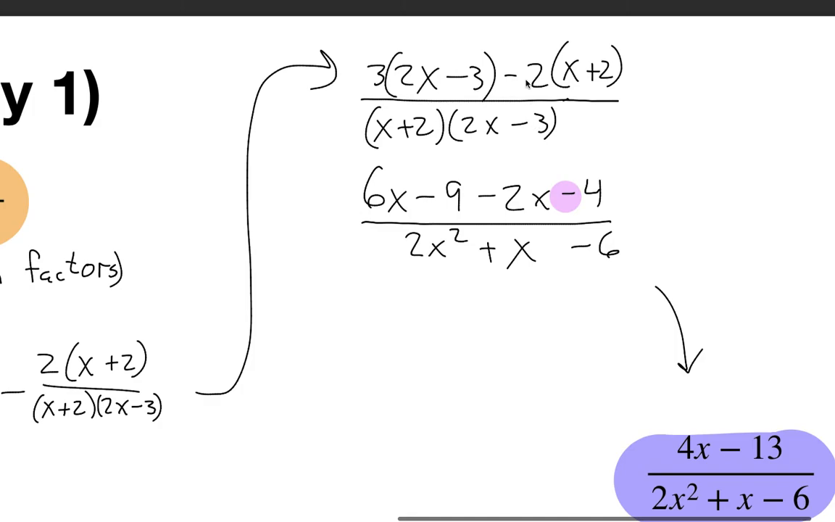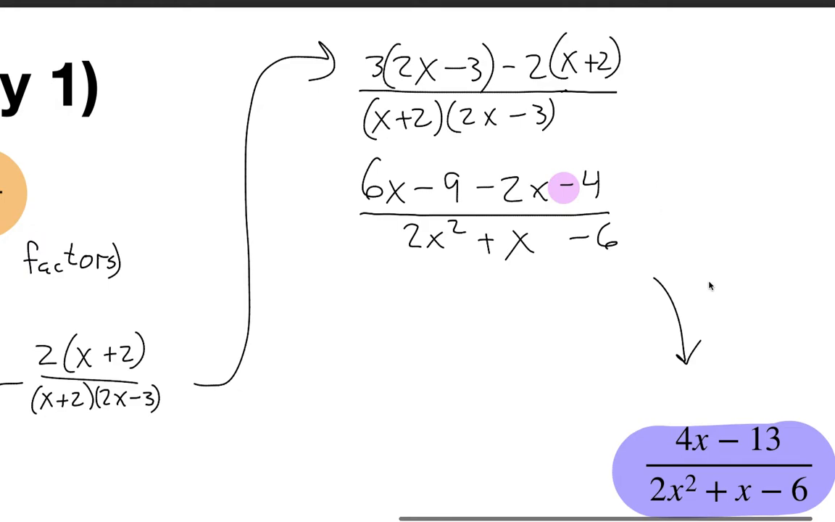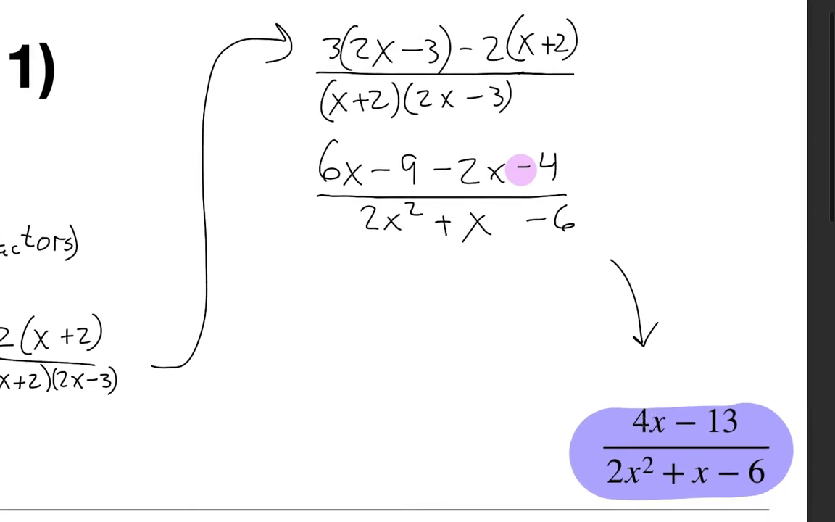distribution. You have to make sure, especially here, a very common mistake is for students to forget that this is subtraction. They just forget to distribute properly, or they don't put the parentheses there, and if you don't use the parentheses, then you might mistakenly say this is plus, but it's actually minus. Combine the like terms, and eventually what you get is something like this, 4x minus 13 over that.